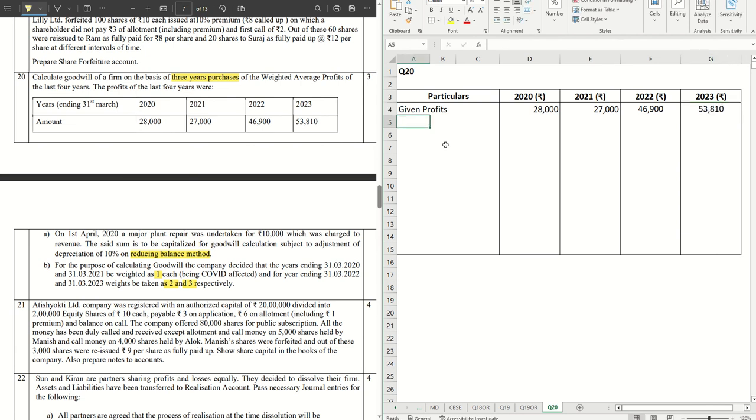First of all, as an adjustment, any kind of abnormal adjustment that we have to make, we should make the adjustments correct first. Like this capital expenditure, this should not have been part of revenue and they are planning to capitalize this. We have to reverse this. This has been charged as an expense, right? So we have to add that back. So add plant repair. Okay. This was done in the year 2020, right? So it comes here.